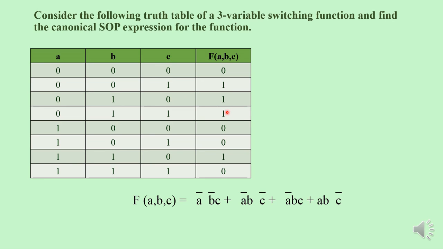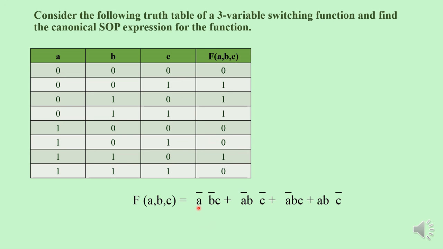Next one is getting here, that is for 0 1 1 combination. 0 is represented by A bar, so it is A bar B C plus the fourth one is getting here, that is for the combination 1 1 0. So A is represented by 1, B is represented by 1, and C is represented by 0. So this is the expression, that is A B C bar.